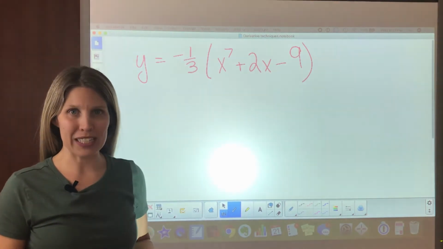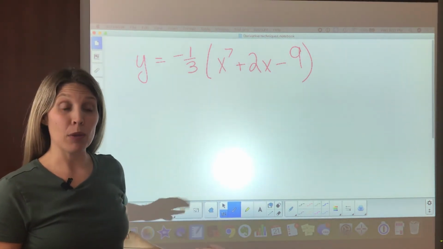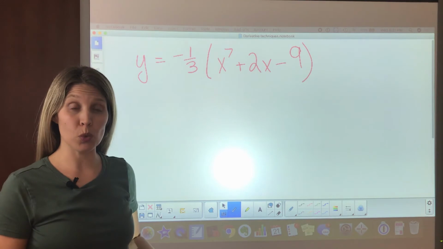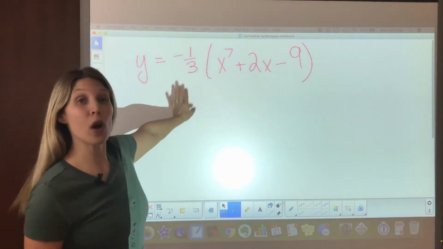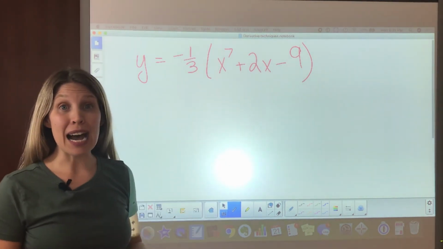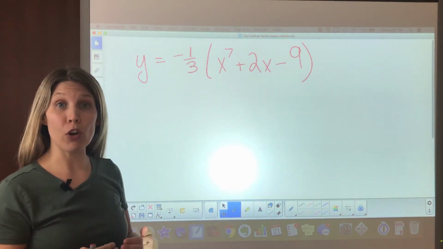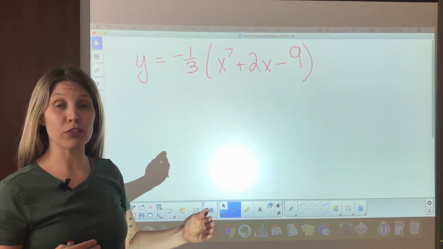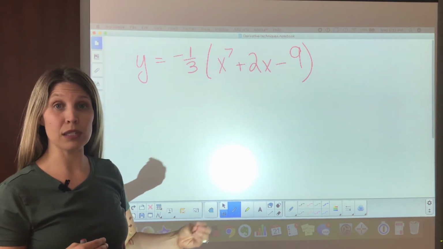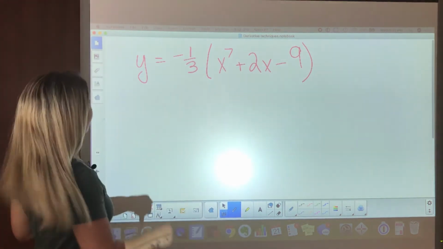Let's try a couple of examples. In this problem, we do not need to use the product rule because the 1/3 out front does not have a variable with it. We can just leave the 1/3 out front and then use the other rules to find the derivative inside the parentheses, then we'll multiply through.